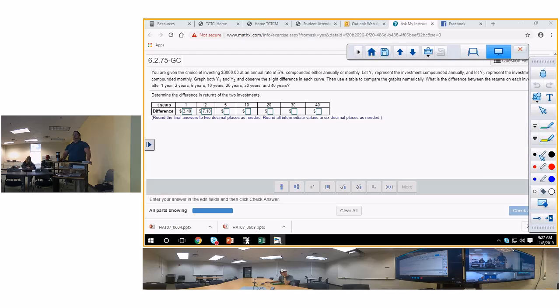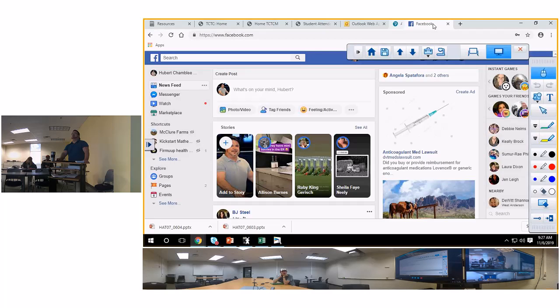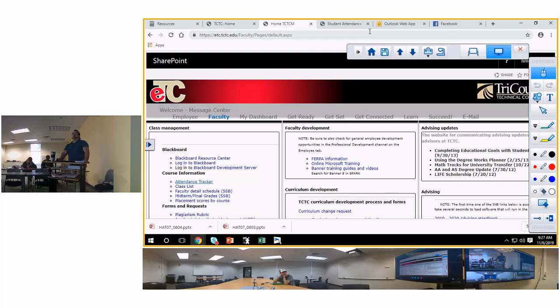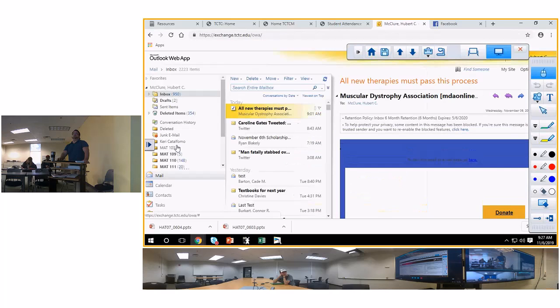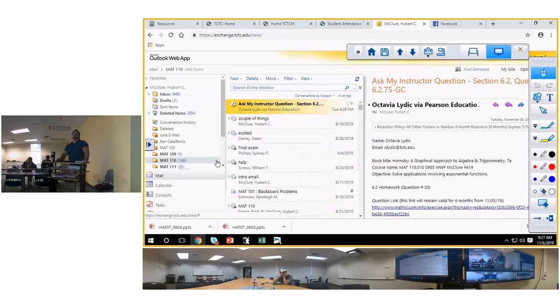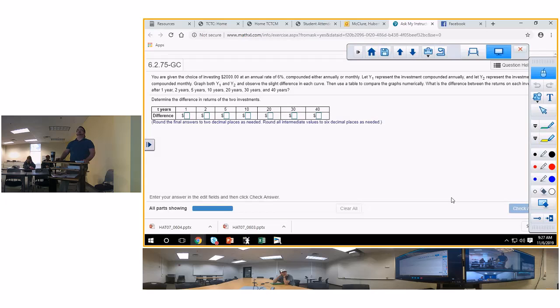All right. So this is a test question or a homework question. It says you are given a choice of investing $3,000. Okay, that's not the right question because I've already typed it in. Hold on. I regenerated a question because I answered it. So let me pull the question back up in its original form. There it is. Number 20, on line number 20. There it is. Okay, so here's the question.